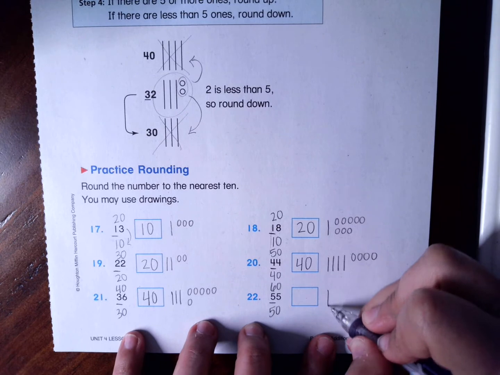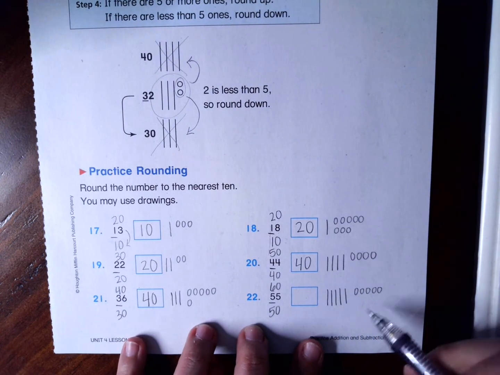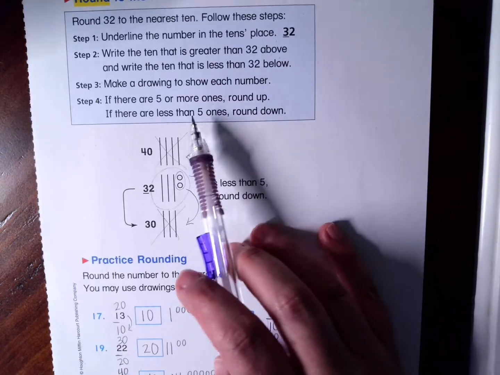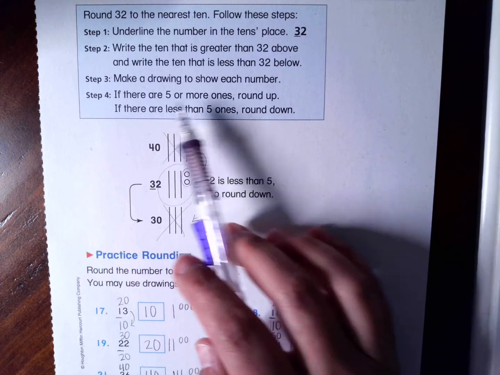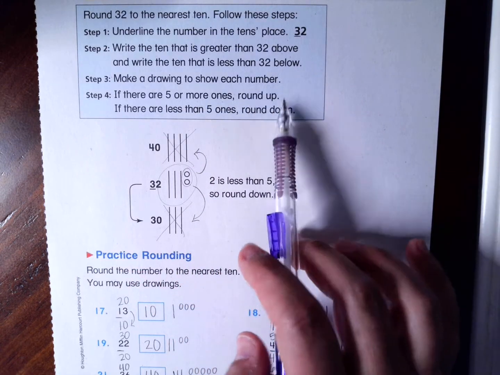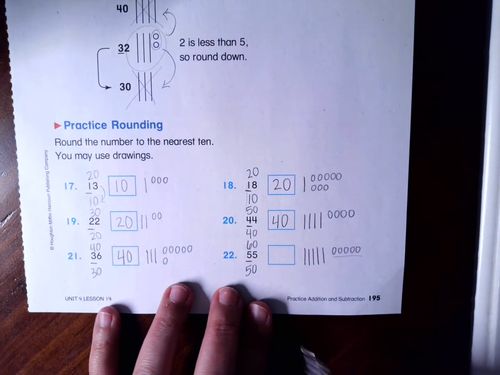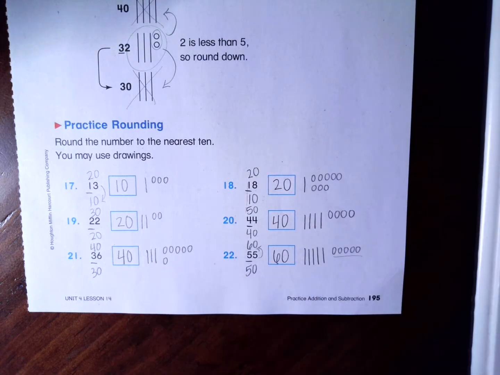And I'm going to draw 55, which in this case doesn't necessarily help us. I already know there's 5 ones, but that's okay to draw it anyway. And I'm going to go back up here to step 4. It says, if there are 5 or more ones, round up. So I know I have exactly 5 ones, which means I'm going to round up to 60.